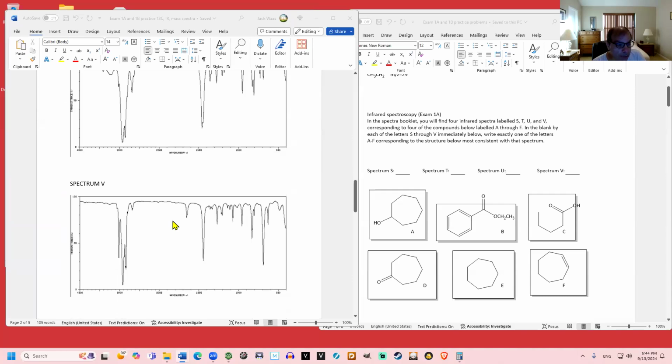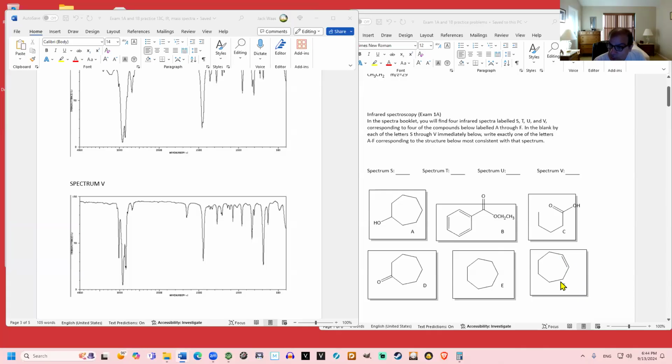And finally, spectrum V looks to me like, once again, we don't have a carbonyl. That peak is way too weak to be a carbonyl stretch. Looks like we have CH stretches both above and below 3,000 wave numbers, but there's no OH, there's no carbonyl, so it can't be D, it can't be A, it can't be B, and it can't be C. So we've already had E. The only one left is F.